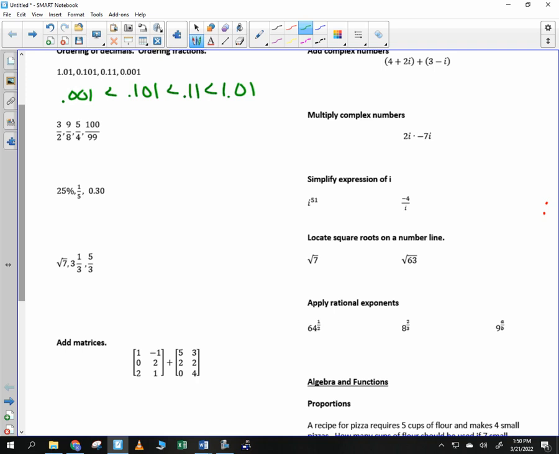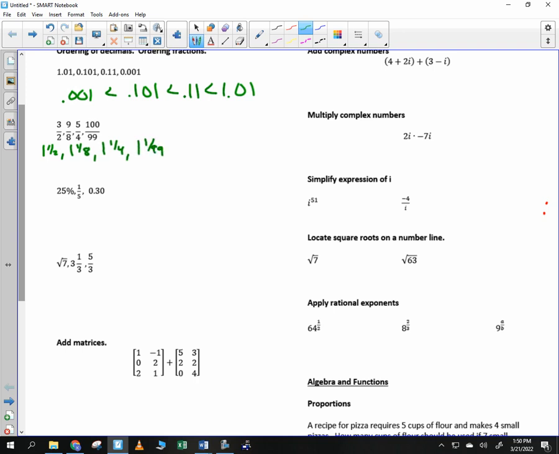Okay, as you move along to fractions, it helps to sometimes think of fractions as mixed numbers. How do these numbers compare? Well, instead of 3/2, I could think of that as 1 1/2. What would 9/8 be then? 1 1/8. 5/4, 1 1/4, and then 1 1/99.